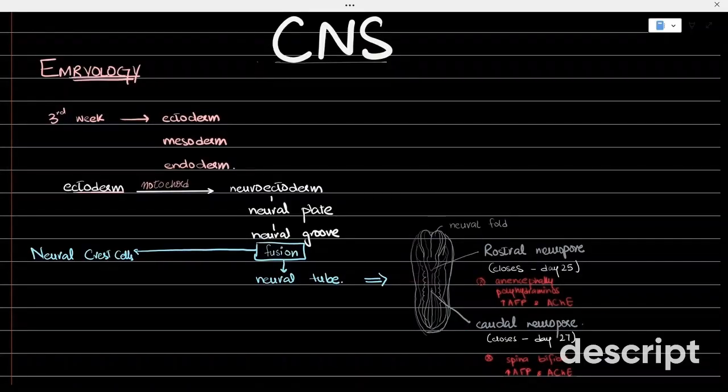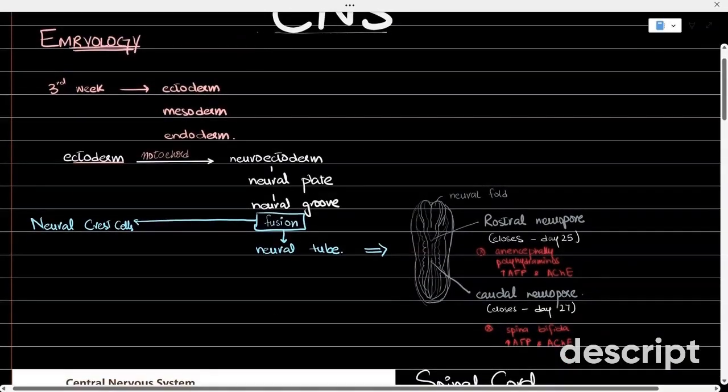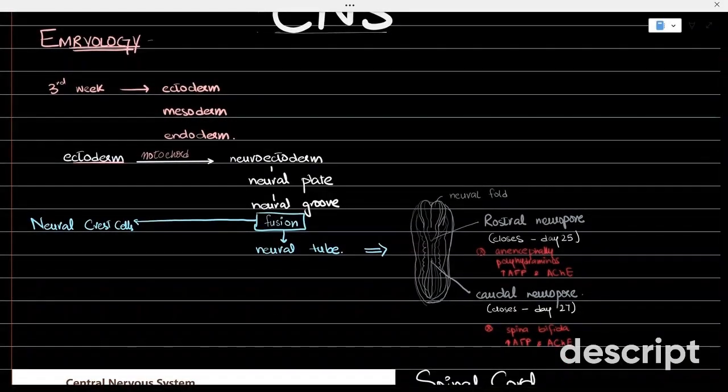Today we will be starting another topic, central nervous system. We'll be starting off with a recap of embryology. So in the third week, we have three germ layers developed, which are ectoderm, mesoderm, and endoderm. Some part of the ectoderm then further develops into neuroectoderm.